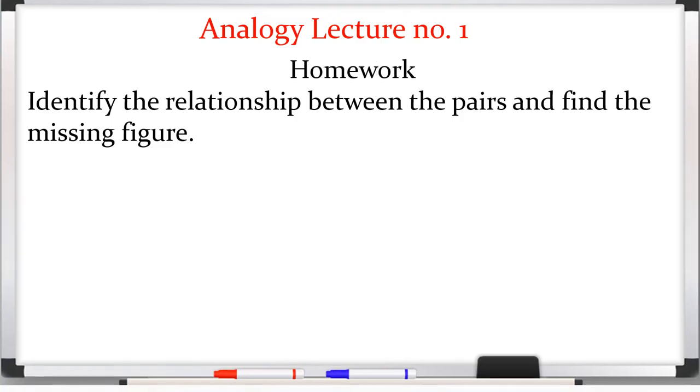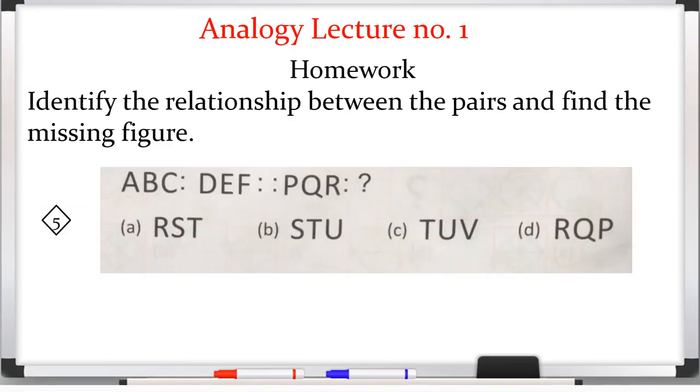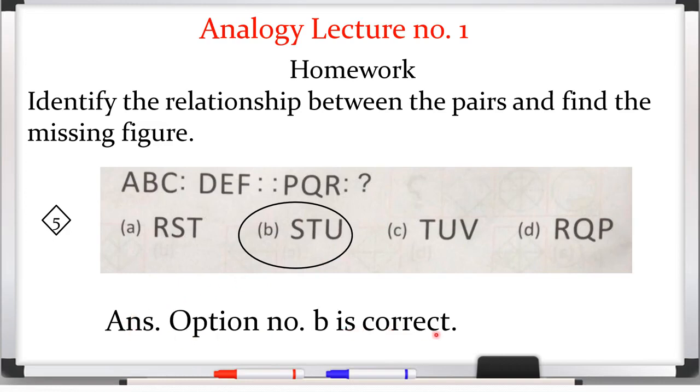Understood? Now in question number 5, it is given A, B, C, D, E, F. Okay, and P, Q, R, and we have to find out for next. So here beta first we will see the relationship between A, B, C, D, E, F. So यहाँ पे A, B, C के बाद हमने कोई भी अल्फाबेट या लेटर हमने छोड़ा नहीं है और D, E, F हमने लिख दिया है. So same relationship we have to put here also. So here it is given P, Q, R. So after R which letter comes? That S. Okay. So S, T, U is the correct. So here we will circle option number B. And answer is option number B is correct. Understood beta? Thank you.